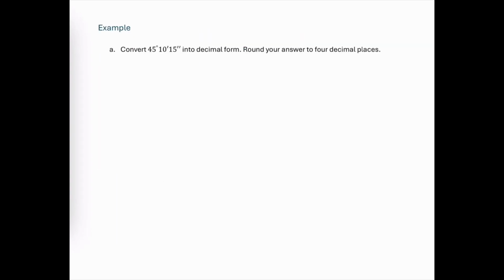We have an angle that is given to us in degree, minute, second notation. And we're asked to convert this into decimal form. So we know we have 45 degrees, but we're now going to add some fraction of a degree in decimal form to that. So we'll need to convert 10 minutes to degrees, and also 15 seconds needs to be converted to degrees. Let's start with 10 minutes.